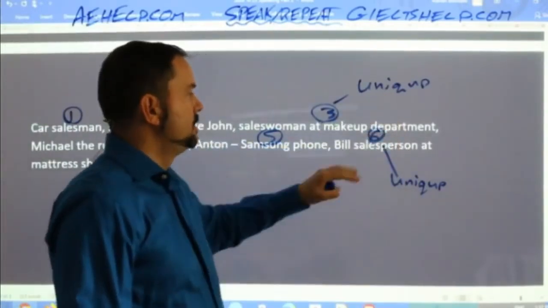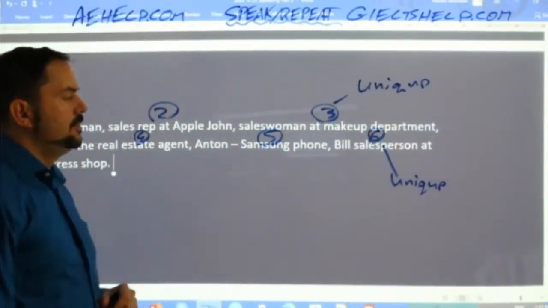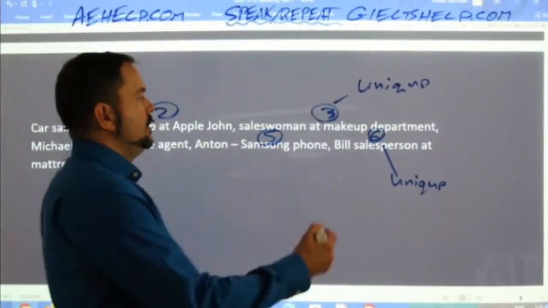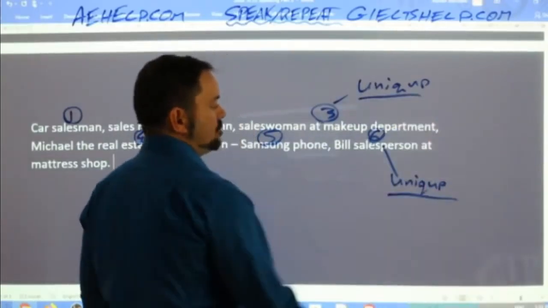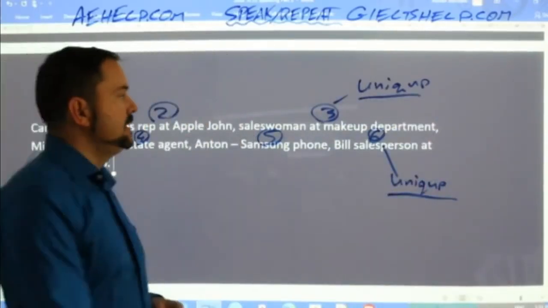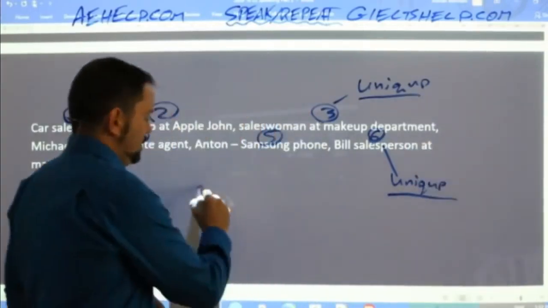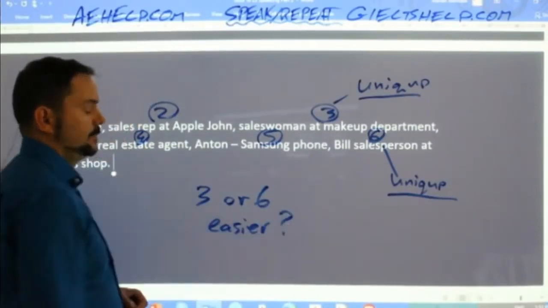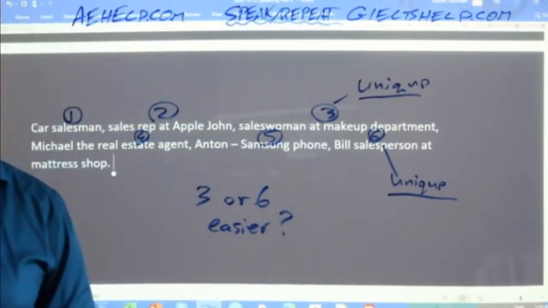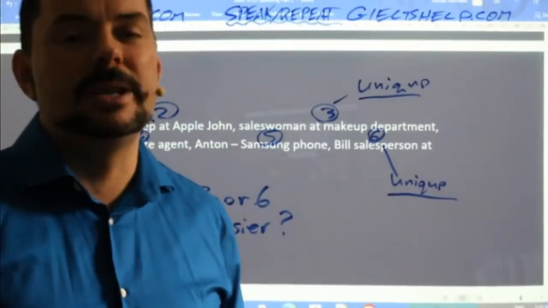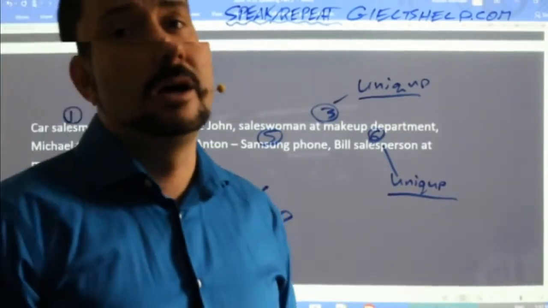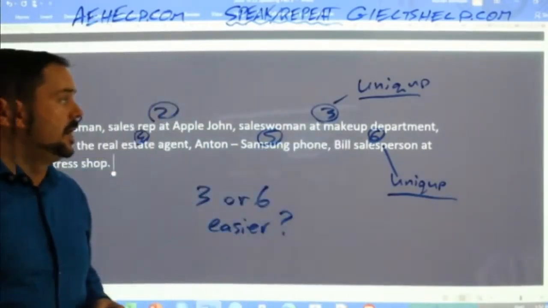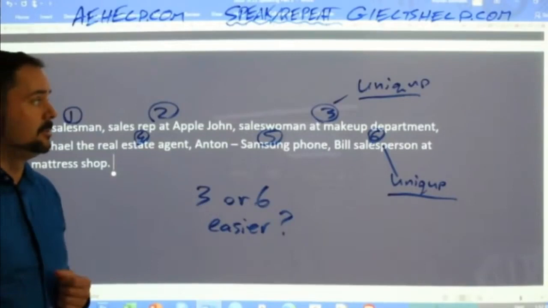Let's start with the concept of unique. Now, which one do you think would be the easiest to talk about, where you can talk lots about it? The makeup or the mattress? So which one's easier? Okay, 3 or 6? Mattress or makeup? It probably depends a bit. I think for most women, the makeup would be easier to talk about. For men, that might be a little bit more challenging.